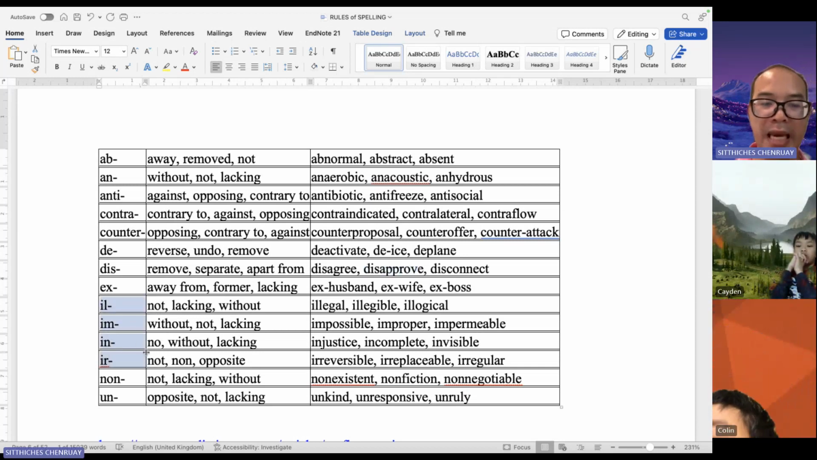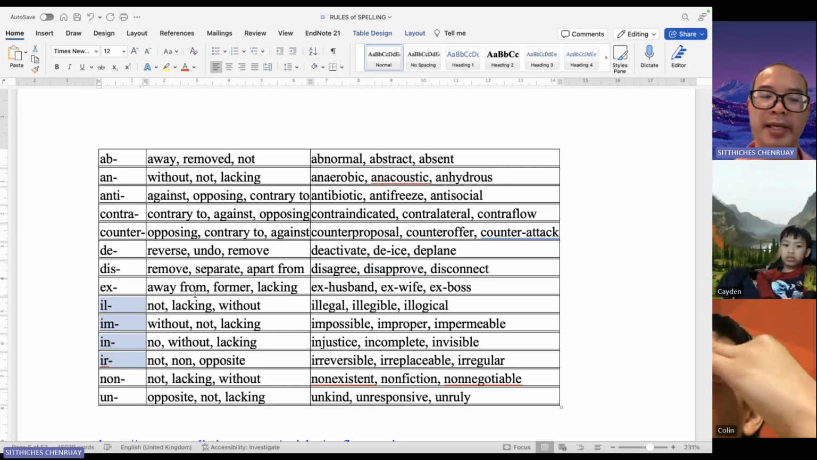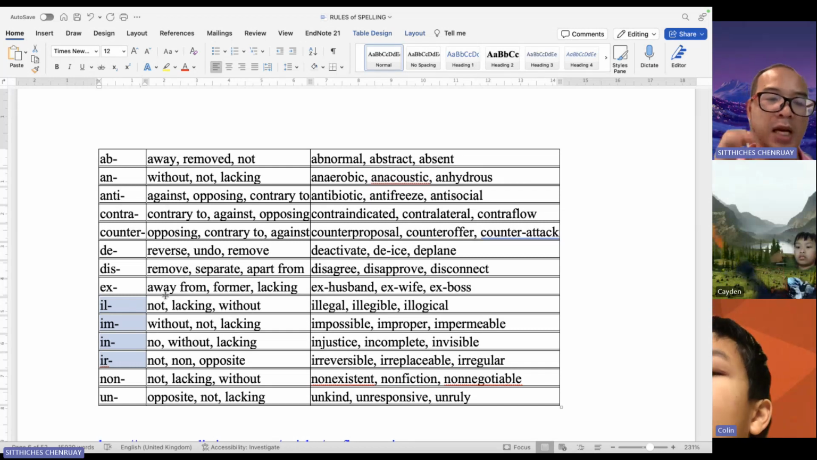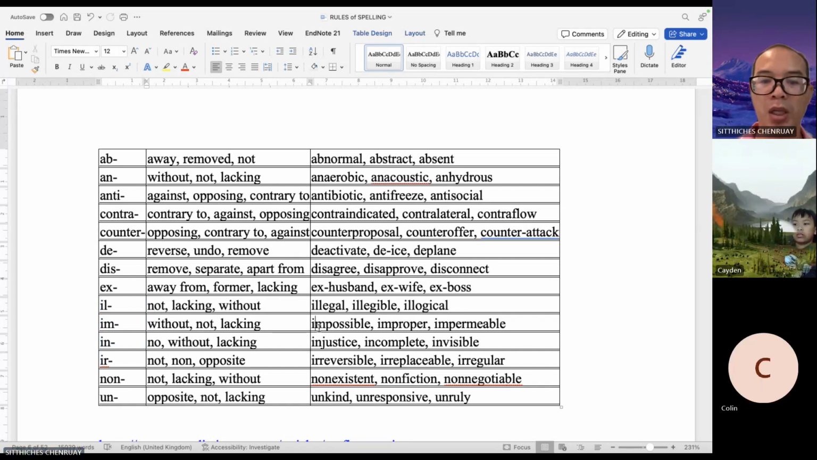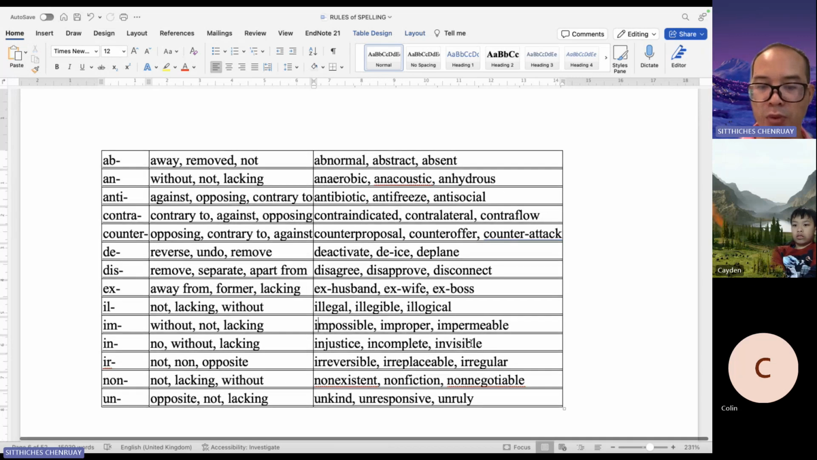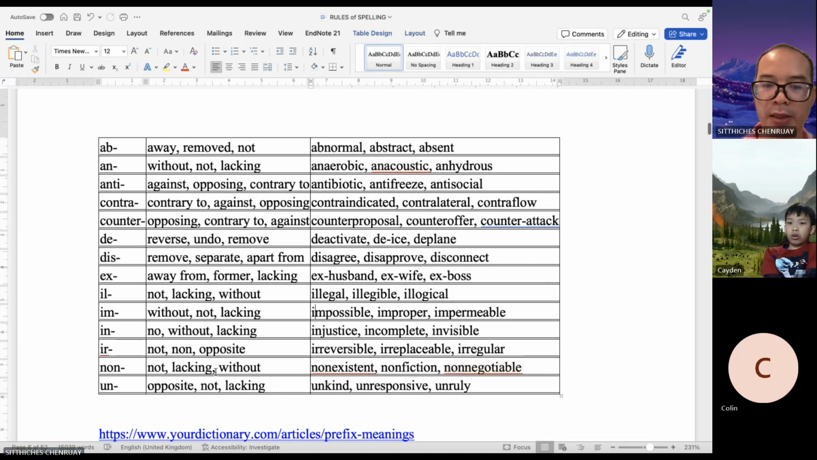as in, but it's changed because of the allophone assimilation. Okay, the sound is similar. Not, lacking, without: illegal, illegible, illogical, impossible, improper, impermeable, permeable. Then injustice, incomplete, invisible. Irreversible, irreplaceable, irregular. Non: none, not, lacking, without as well.